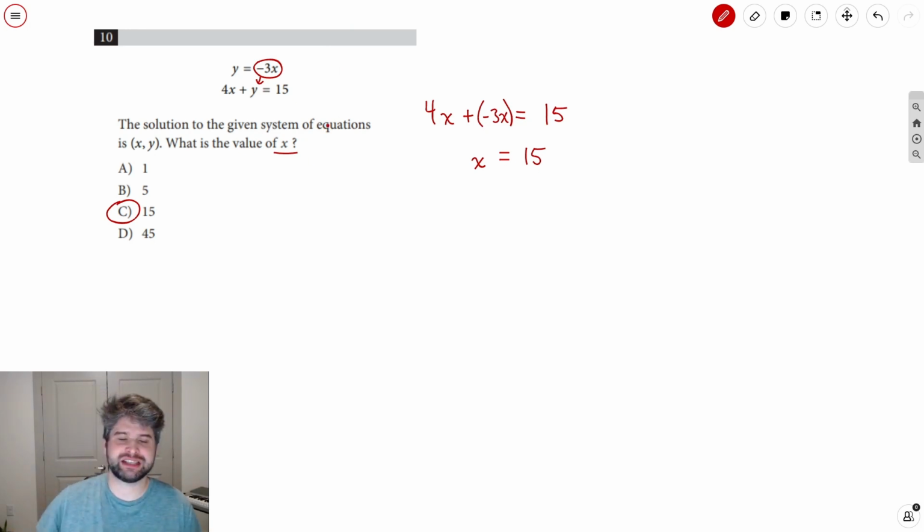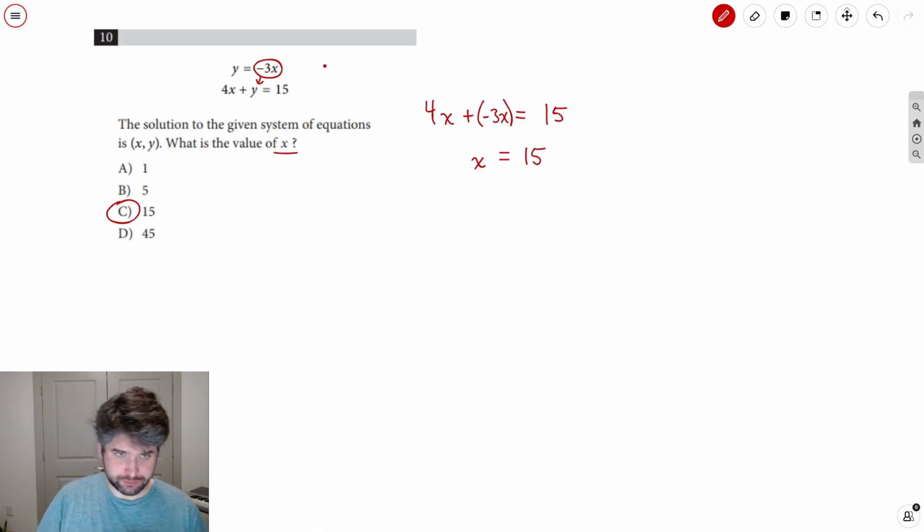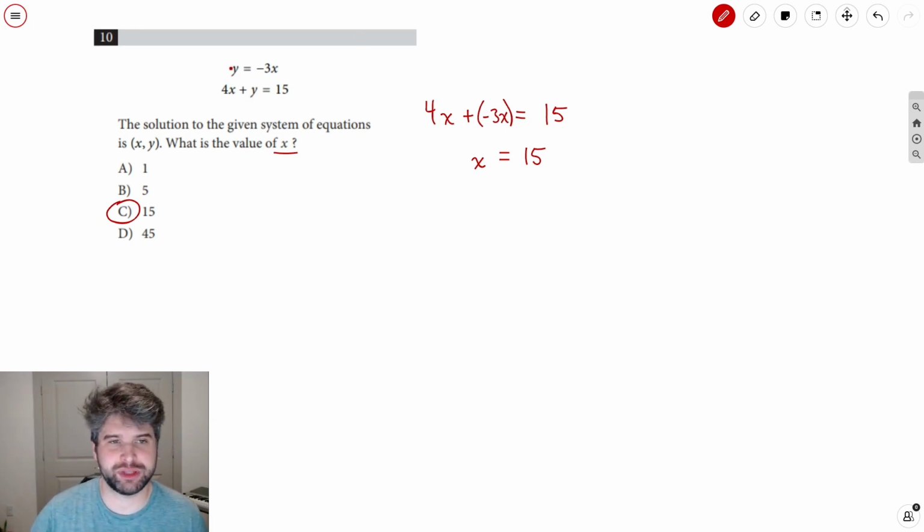Now let's take a look at Desmos and see how we would do that in the nice graphing calculator that they give you on the SAT now. Let's see how to use Desmos. We've got to plug both of these equations into Desmos. If you're working with your TI calculator, you've got to put it in y-intercept form first. You've got to move this 4x over to the other side and get y equals, and you don't have to do that in Desmos. You can just plug it in.